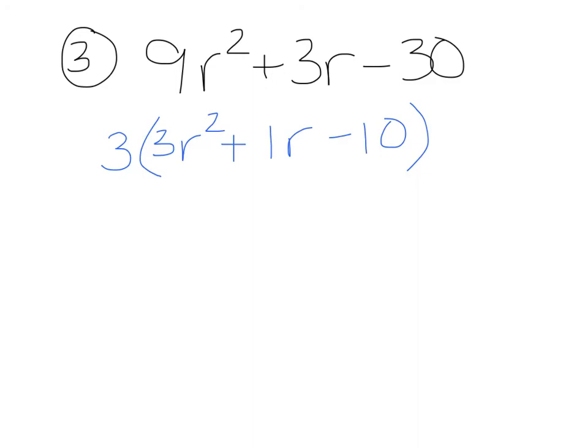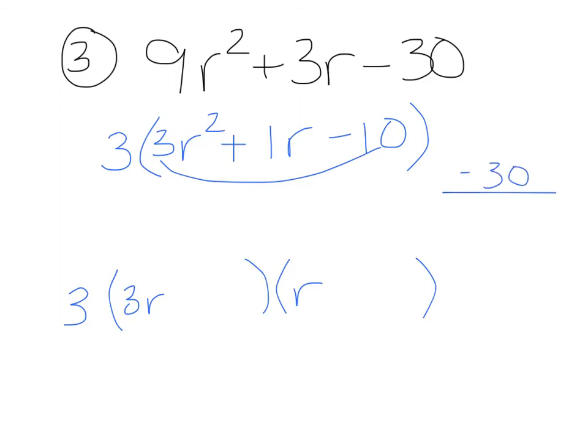Okay, so now we're going to factor this out. We know a 3 has to go on the outside. We know that 3r times r gives you 3r squared. Now we just need to figure out what else goes in there. 3 times negative 10 gives you negative 30. Some factors of negative 30: one has to be positive, one has to be negative. So we could use 30 and negative 1. That adds up to 29. Not what we want. We're looking for 1r. We could use 6 and negative 5. And that actually adds up to 1. So we could use those two.